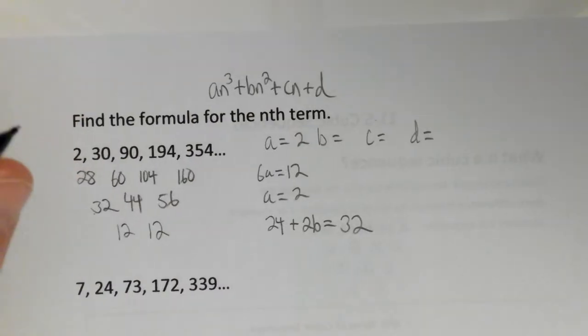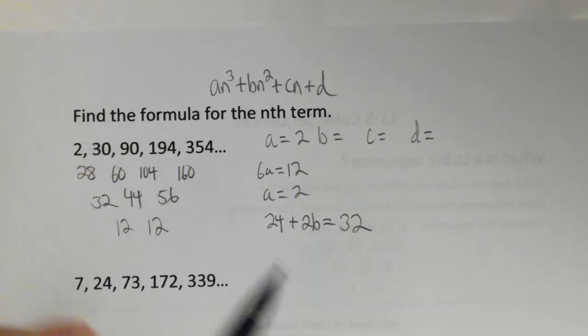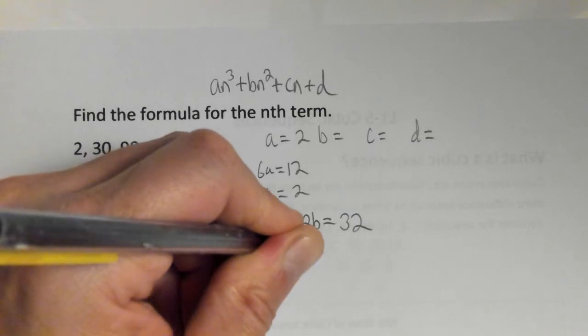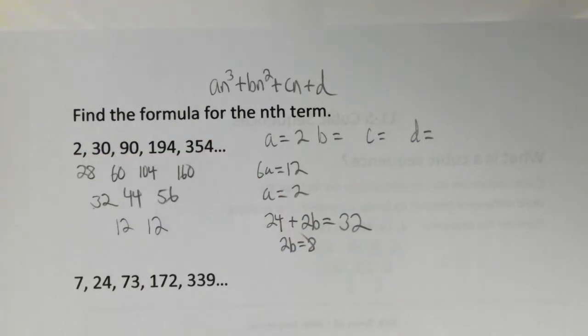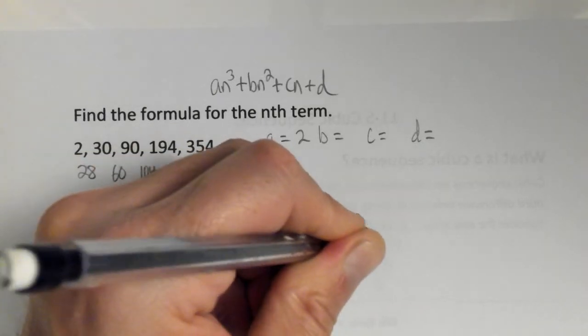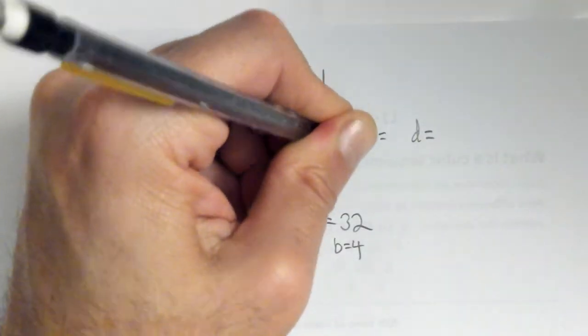Alright, so now I can subtract 24 from both sides. I get 2b is equal to 8, and then I can divide by 2, and I now know that b is equal to 4. So I'm going to put 4 here.